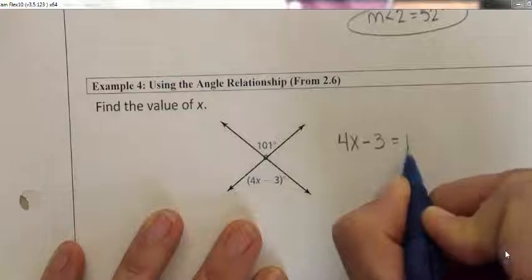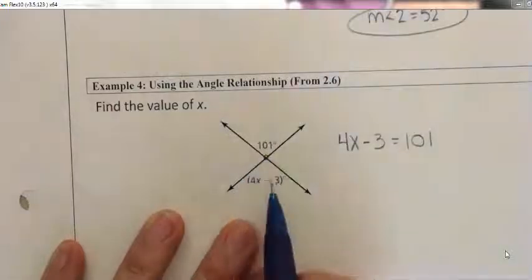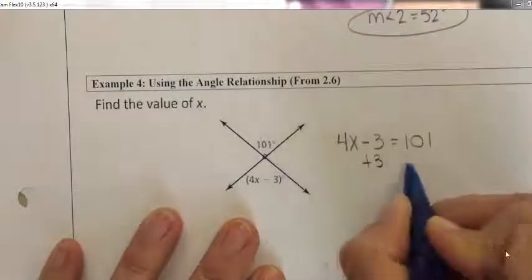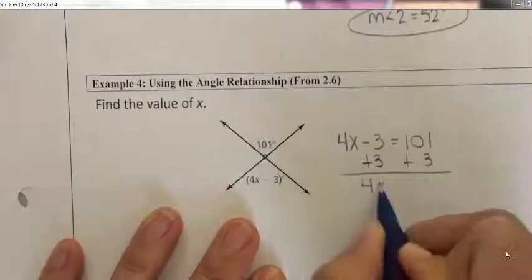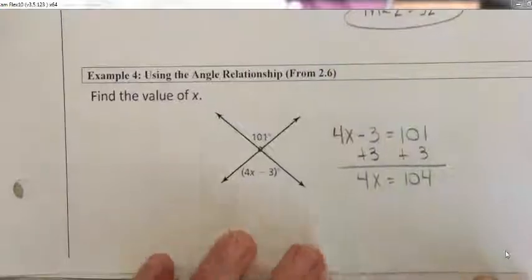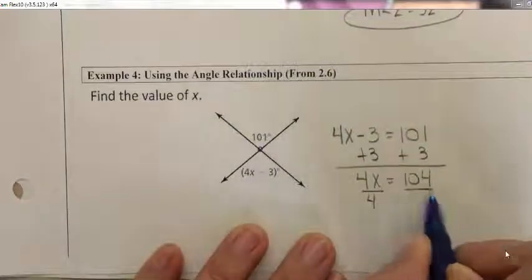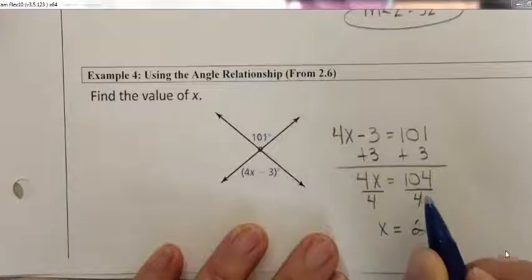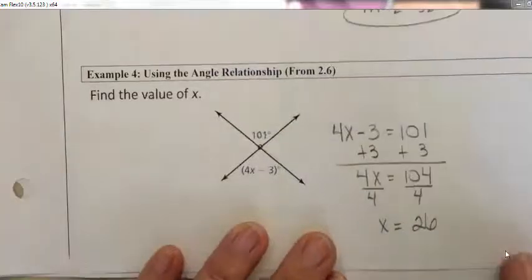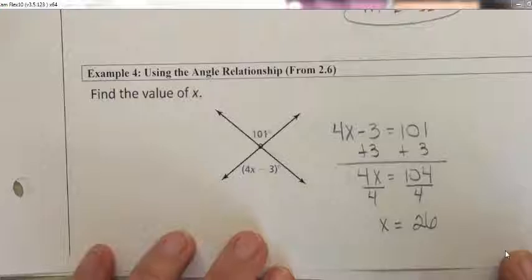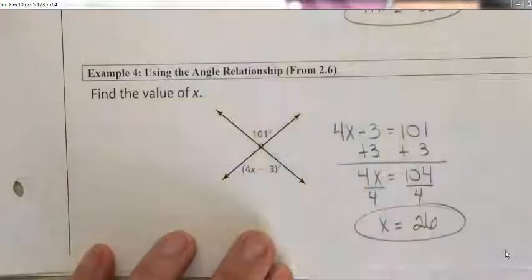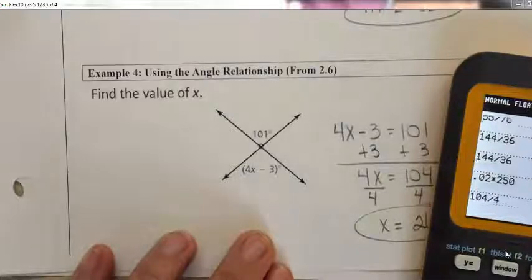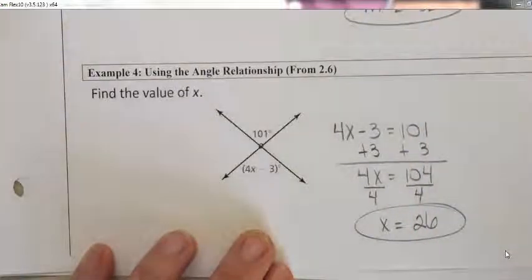4x minus 3 is going to equal 101 because vertical angles are always congruent. Okay, so we're going to add 3 to both sides. We get 4x is equal to 104. Divide both sides by 4. X equals, let's see, that goes in 2. That gives me 8, 24, so I think that's 26. So x is going to be 26. Let me just double check that real quick before I let you go. Yep, 26. And it's that easy.